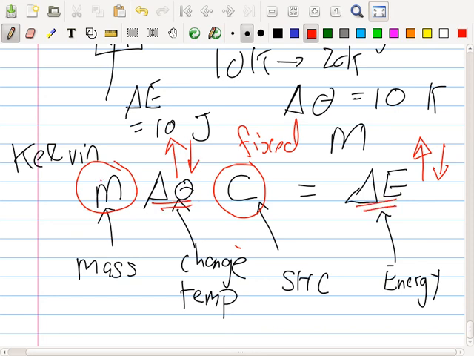Now let's say I make the mass bigger. Does that mean it can store less or more energy? More, right? Listen to me. If I make the mass bigger, that means it can have more energy. So if this goes up, this goes up. And if I make it have more specific heat capacity, then it means it can have more energy. So anyways, the formula is correct.